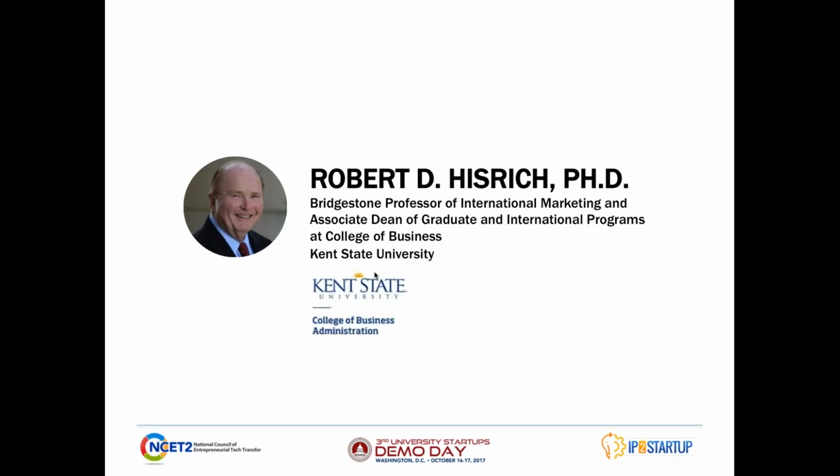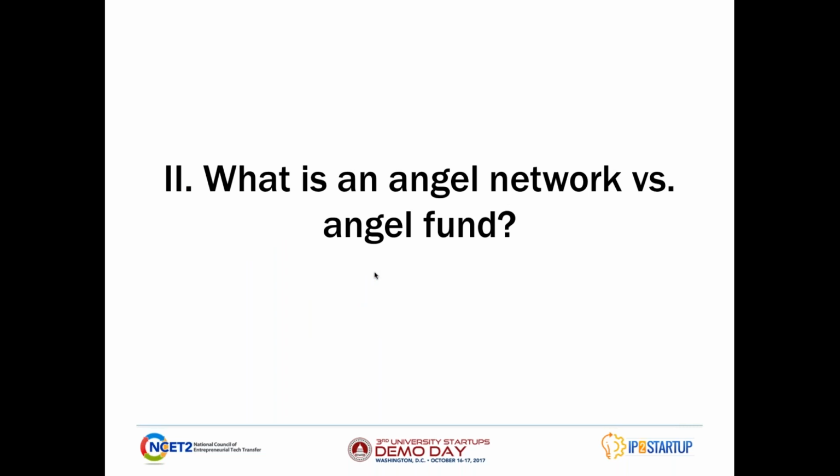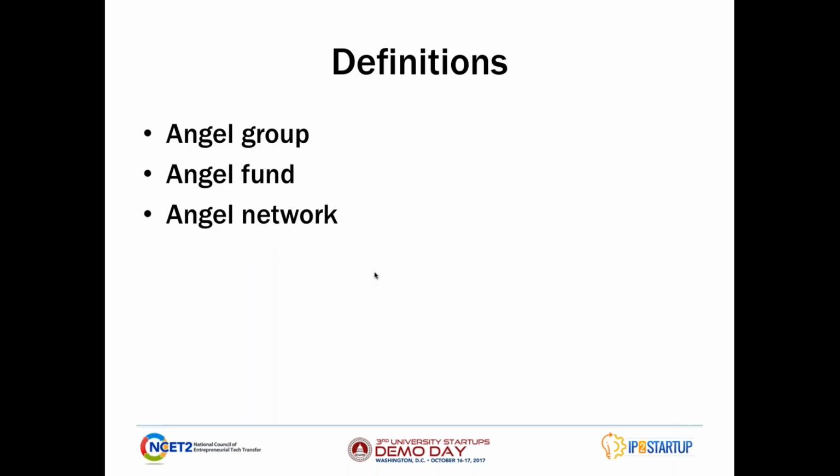Thanks, Tony. What we want to talk about in our time together is the last parts of the agenda. To start off, we want to look at the difference between an angel network versus an angel fund. On the next slide, you'll see that I have set up three basic things we want to think about. One is, what is an angel group? As Tony talked about, this is a group of accredited investors who get together. And it can be formalized or informal in a lot of places in the United States, and particularly overseas.